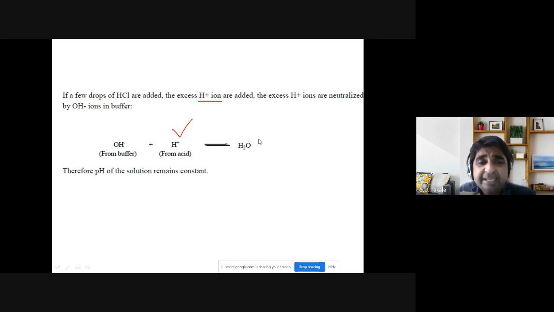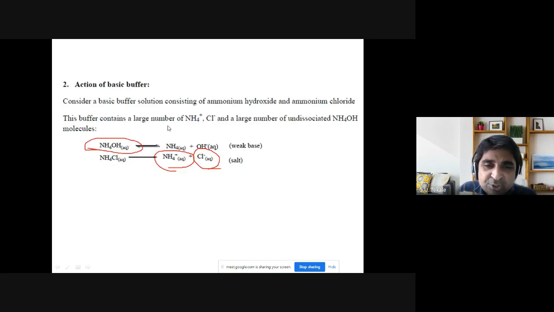And again, in order to restore the concentration of OH minus ions, this weak electrolyte will try to increase its degree of dissociation. It will try to maintain the concentration of OH minus ions by increasing its dissociation into NH4 plus and OH minus ions.